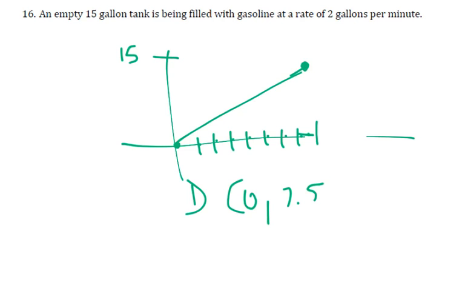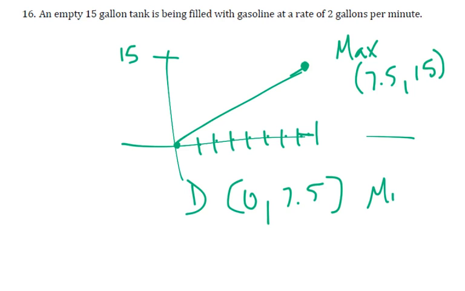So 7.5. So our maximum point would be right there, right? Would be 7.5 and 15 when the tank is full. 7.5 minutes to get our 15-gallon tank to be full. Okay, our minimum would be where we started, which was 0, 0, which would also be the x and the y-intercept. The only time it's hitting the x and the y-axis.